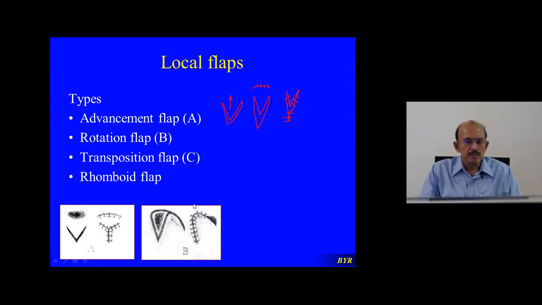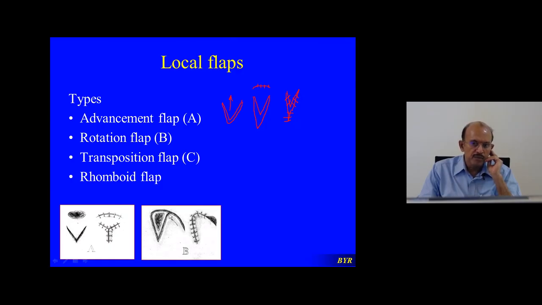Then rotation flap. For example, here is a triangular defect on the scalp. The bone is exposed. You can't place a split thickness skin graft. You have to make a full thickness graft. Then what you do, the incision is extended from the base of the triangle like an arc. It should make a complete circle. It should not be acute like this. It should be a clear circle.